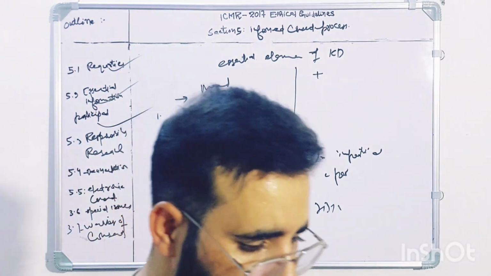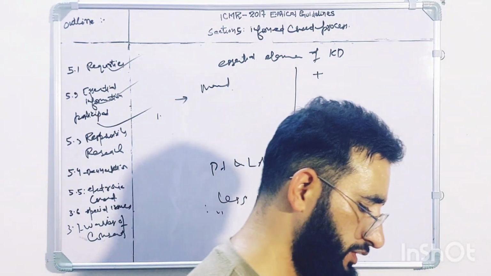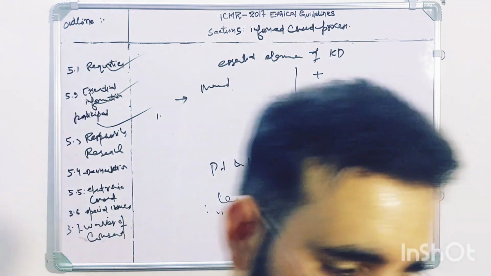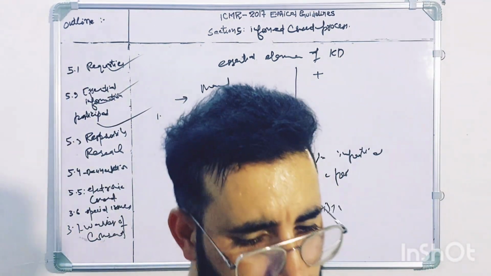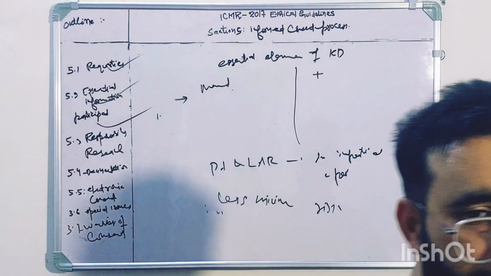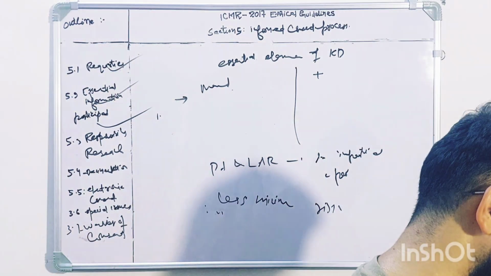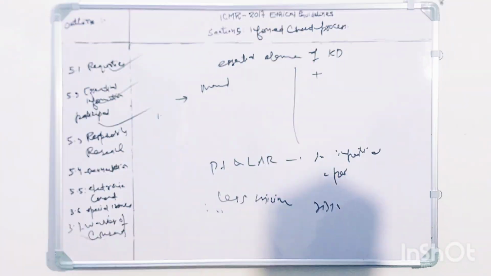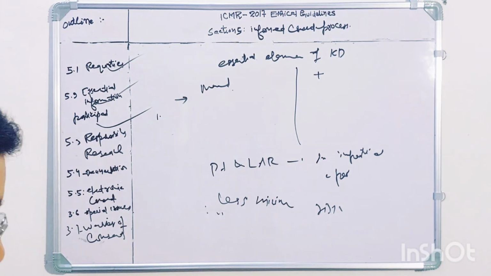Then reconsent or fresh consent. Why do we have to take reconsent or fresh consent? If any new information becomes available on the research study which may change the risk-benefit ratio, or if the patient is unconscious and after some time becomes conscious, then we have to take reconsent. And if a child becomes an adult during the study, or if there is long-term follow-up or an extension study is required, or there is any change related to the study, we have to take reconsent.